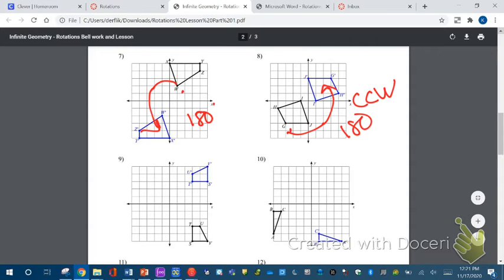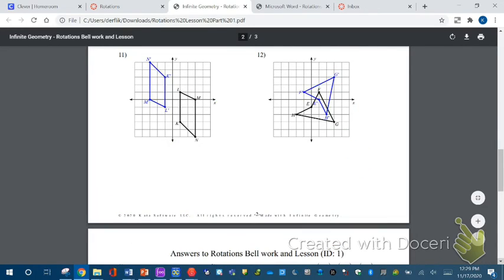Okay, number 9, if we start with the black shape here, we still went 1 quadrant away, that's still 90, counterclockwise. And number 10, we start with the black shape, so we went 1 quadrant away again, that's 90 degrees, counterclockwise. Okay, number 11 is no different. Starting with the black shape, 2 quadrants, so that's also 180.